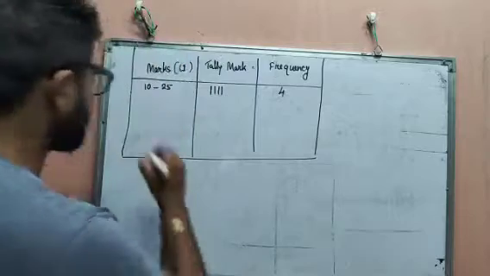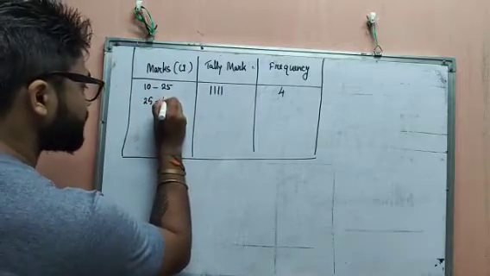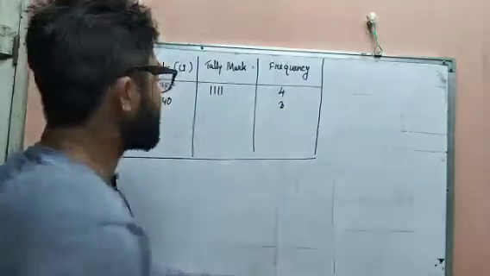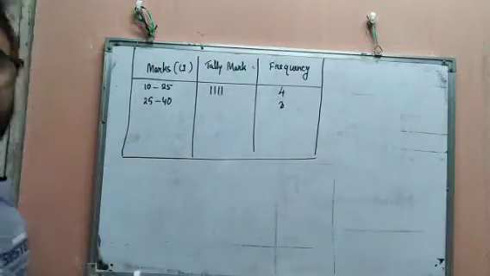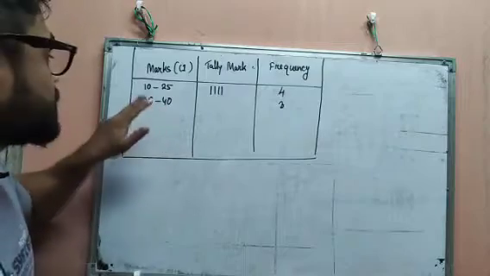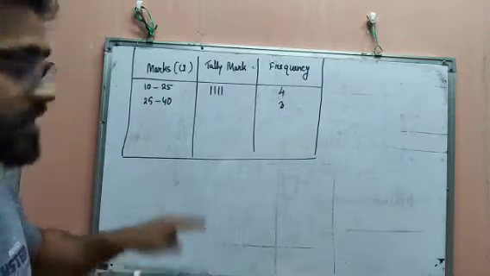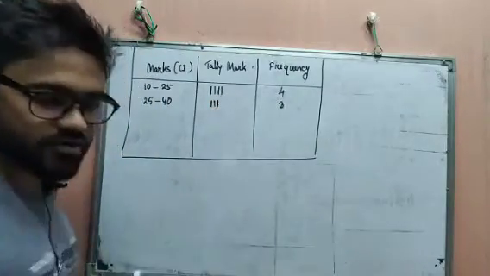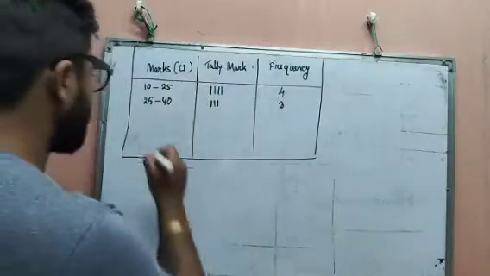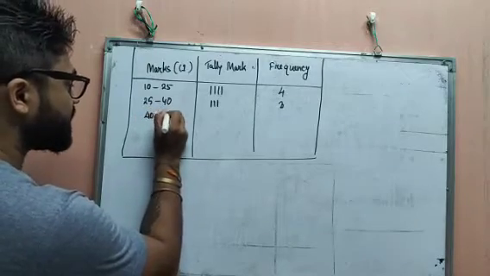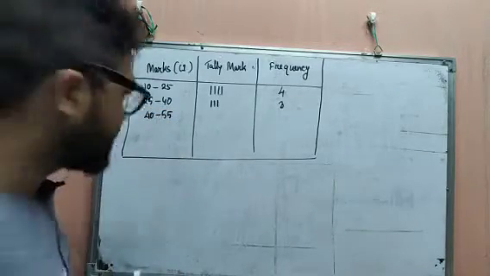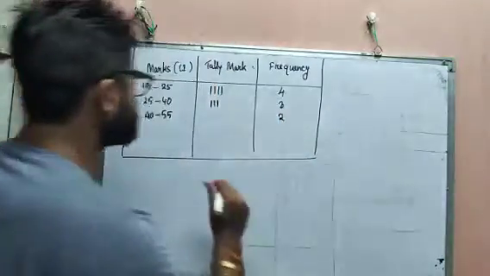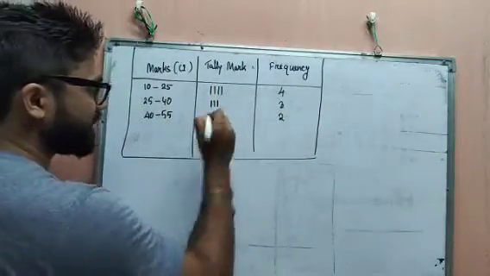Then 25 to 40, another class interval, 25 to 40. If you see here, then you will get 3 students getting marks which lie between 25 to 40. Here we are not going to consider the 40, we will consider from 25 to 39. Okay, so here you will get 3. So tally marks will be what? 1, 2, 3. Okay, next one is what? 40 to 55. If you see, you will get a total of 2 students getting marks between 40 to 55. So tally marks will be 1 and 2.